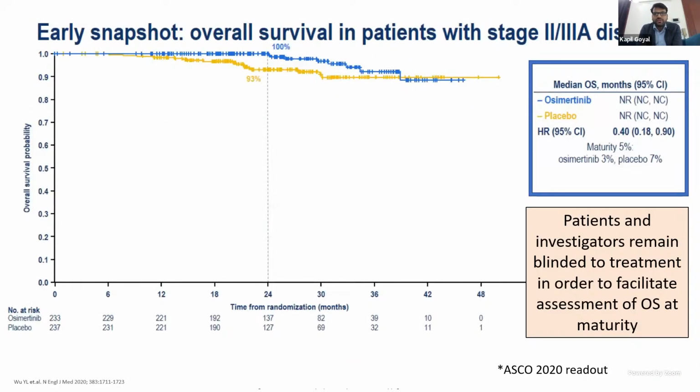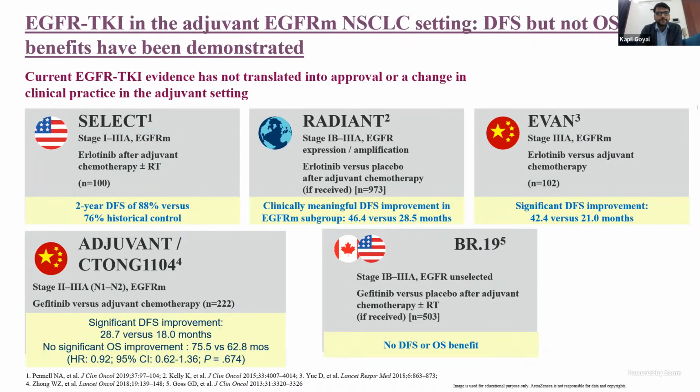If we look at the overall survival, although the data is not mature and the median OS is not reached in either arm, the hazard ratio is 0.40 with a confidence interval of 0.18 to 0.90. Maturity is only 5%. Patients and investigators remain blinded to treatment in order to facilitate assessment of OS at maturity.